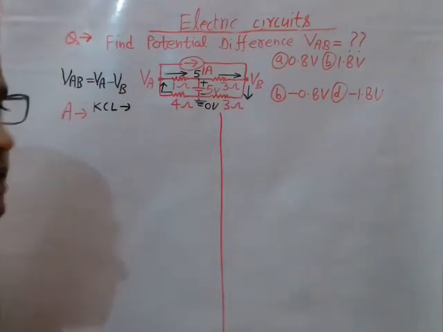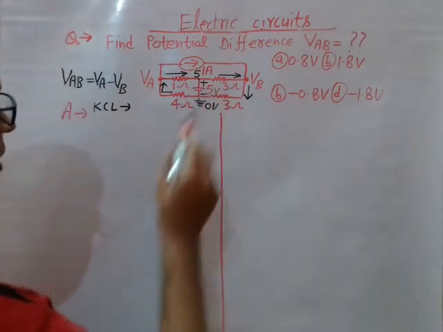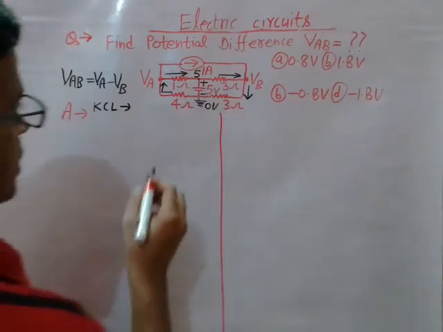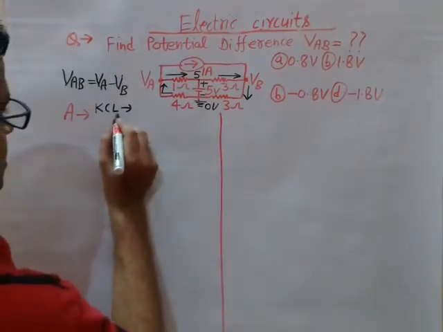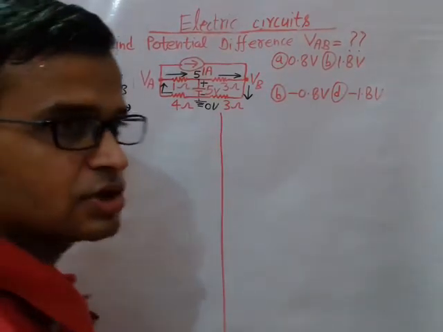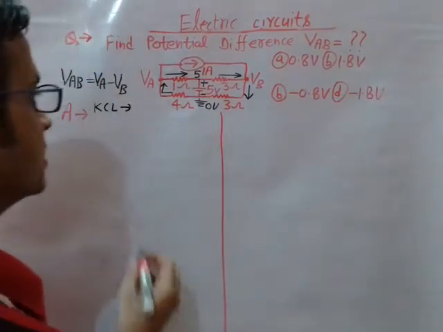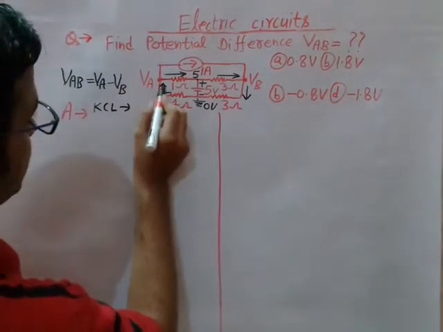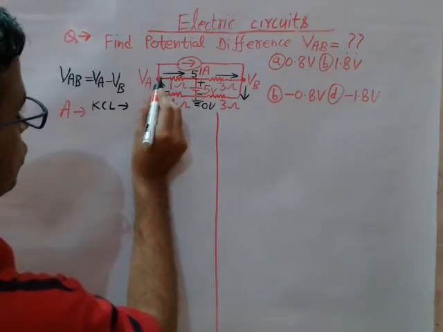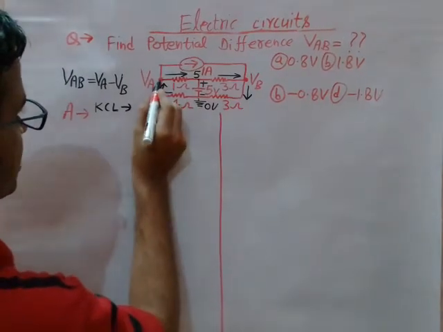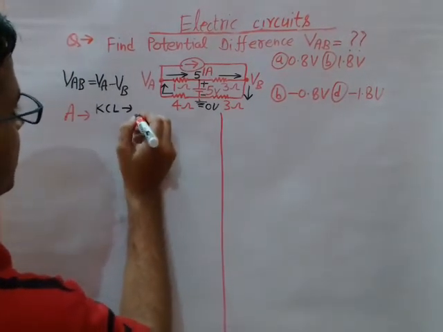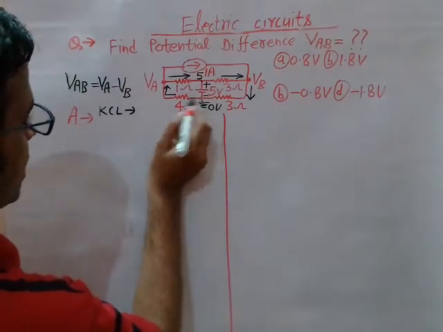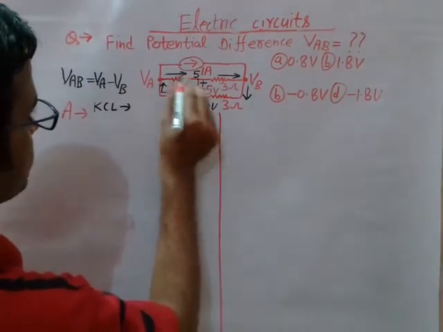Whatever direction of the current in the element you choose, the final answer will come the same. Just write the KCL equation in the correct manner, that's it. So I am going to write Kirchhoff's current law at this node VA. How to write? Sum of incoming current is equal to sum of outgoing current.